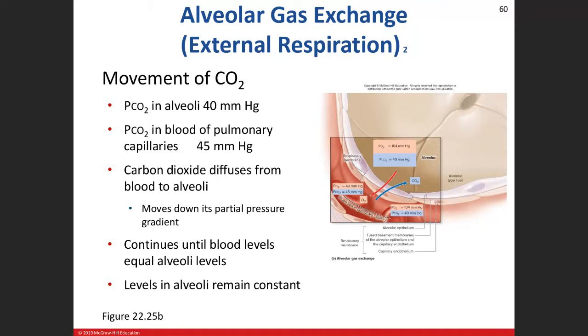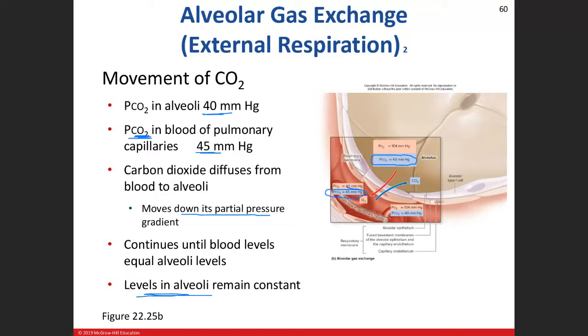All right, so now when we're dealing with carbon dioxide, our partial pressure of carbon dioxide in the pulmonary capillaries is 45 millimeters of mercury, this value over here. And you can see, well, it's tough to see on here, but the partial pressure of carbon dioxide in the lung is 40 millimeters of mercury. Same thing. It's going to move down its partial pressure gradient, from an area of high pressure to low pressure. And so it's going to leave the blood and go into the alveoli until we reach our equilibrium.